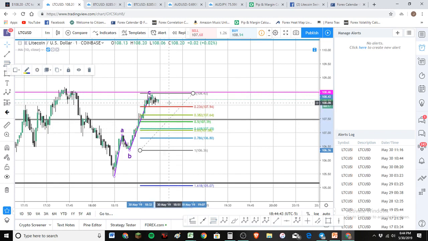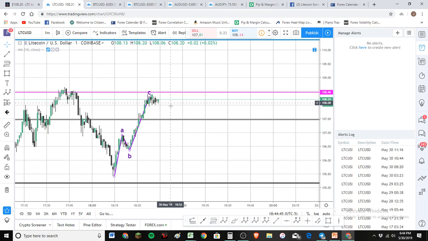So this is how we use our extension tools to figure out what is being made at the time it's being made, so we can make trade decisions on the fly.